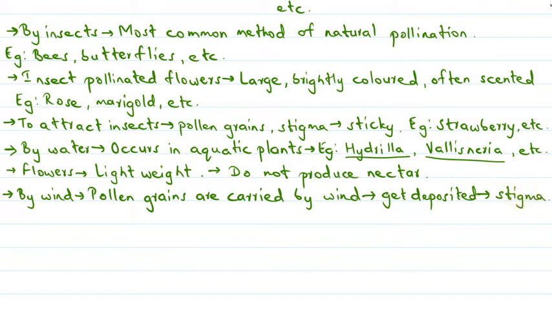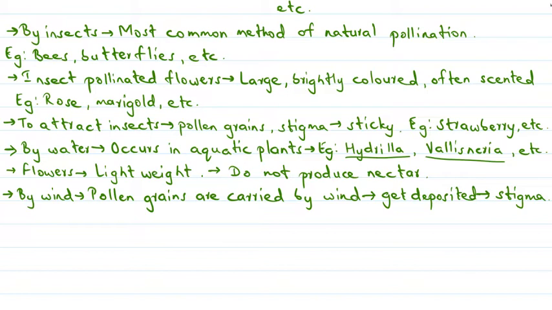Okay, so the pollen grains are produced in large quantities here, so that at least some have a chance to reach the stigma, because it is the wind that is carrying the pollen grains. There are chances that many of the pollen grains might not land on the stigma. Hence, in this case, pollen grains are produced in large quantities, so that at least some of them have a chance to reach the stigma.